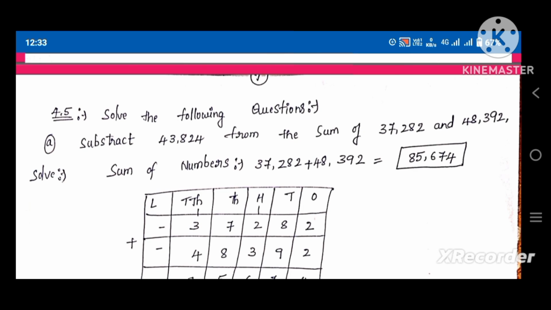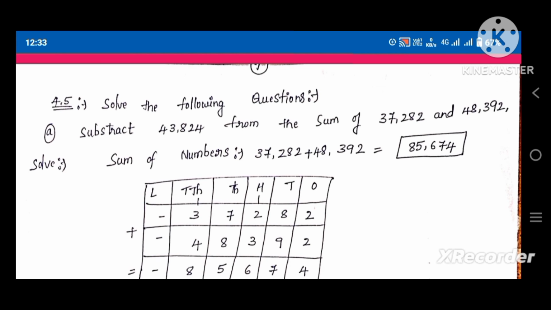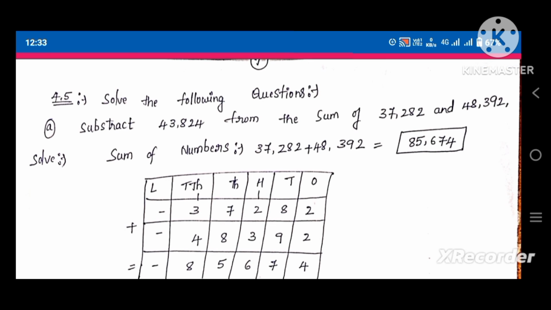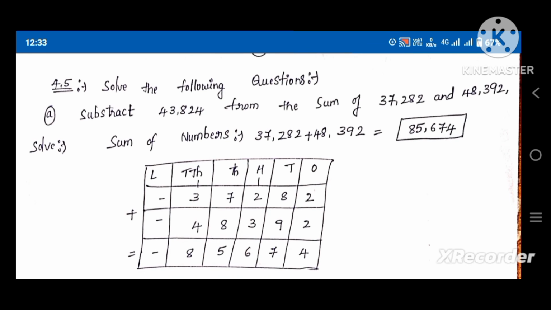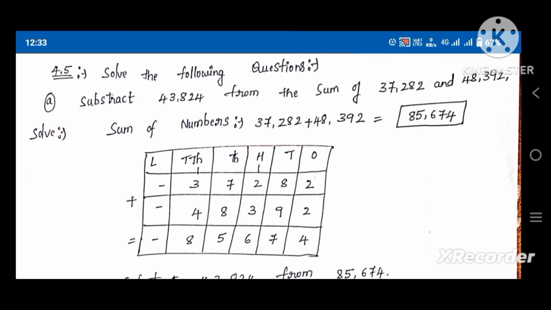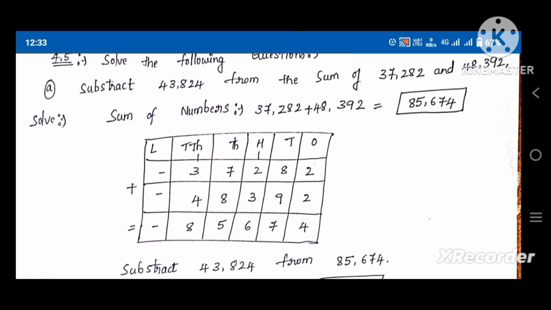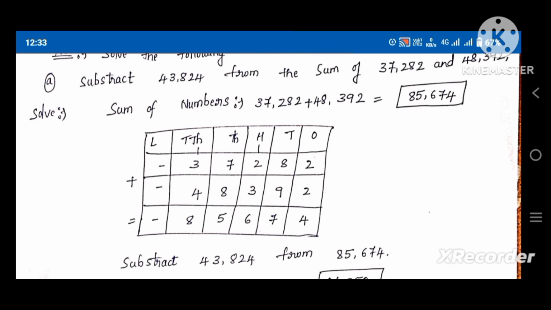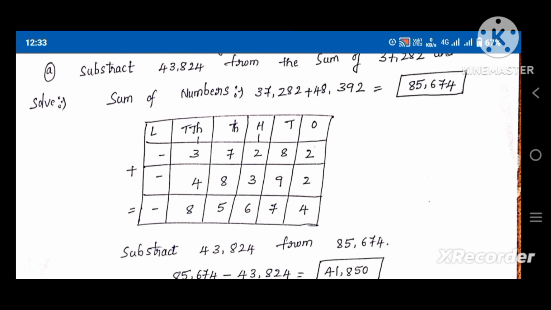2.5. Solve the following questions. A. Subtract 43,824 from the sum of 37,282 and 48,392. Solve sum of numbers 37,282 plus 48,392 is equal to 85,674.